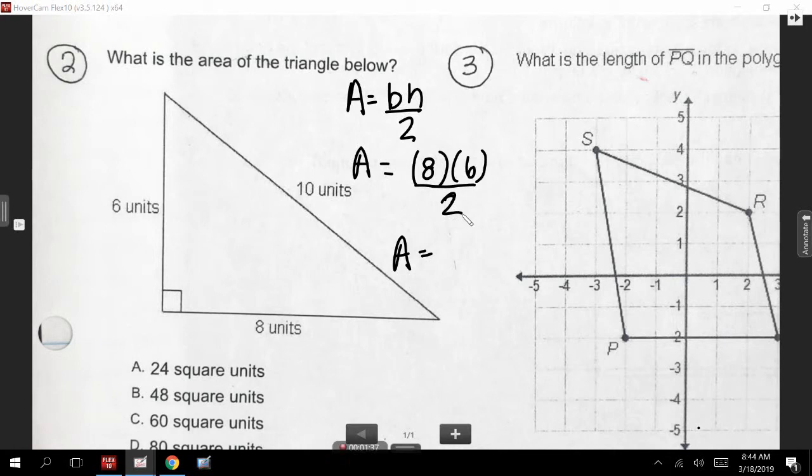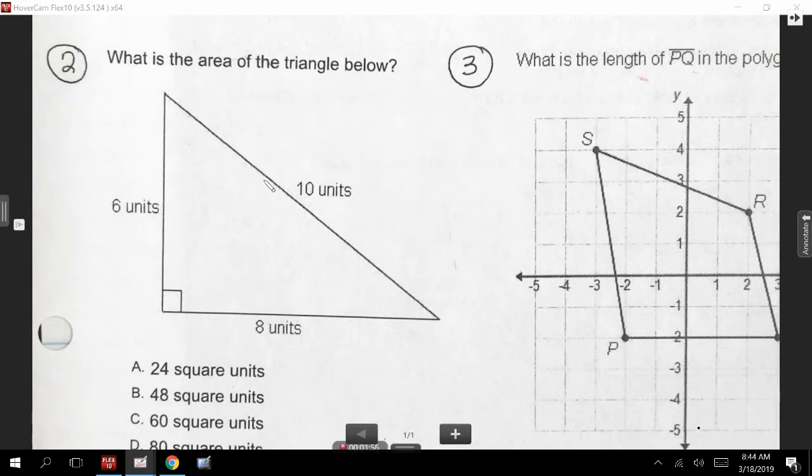All right, and so my area here, when I do 8 times 6 divided by 2, Zach? 48. Daniela? 24. You got to remember to divide by 2. It's not just 8 times 6, it's divided by 2. So make sure we circle the correct answer on number 2.